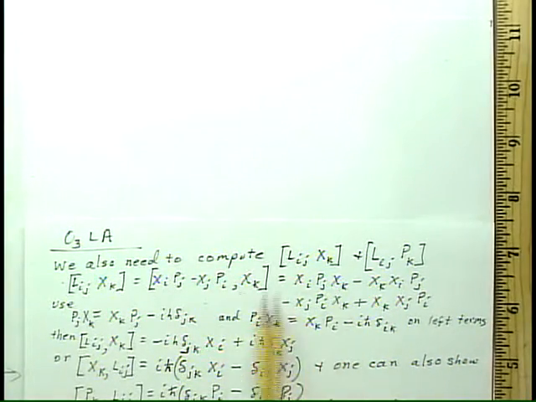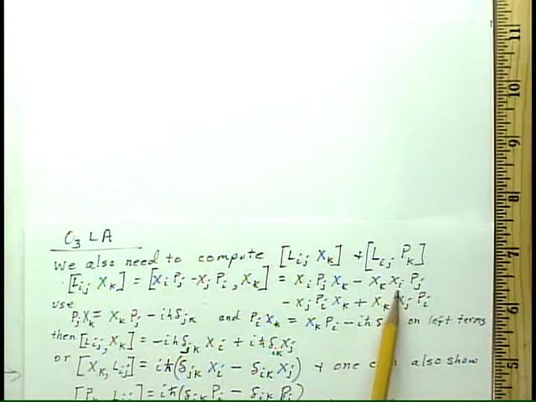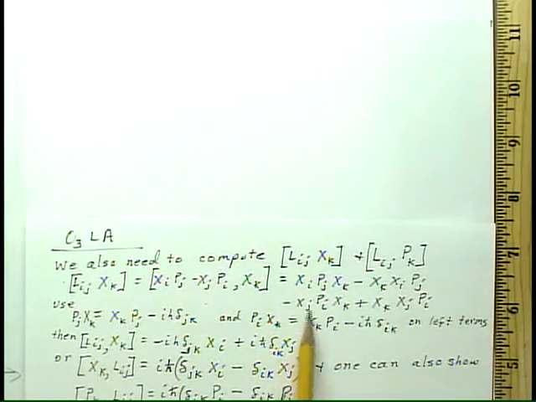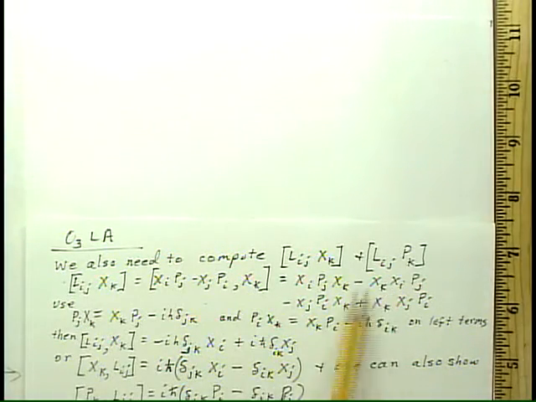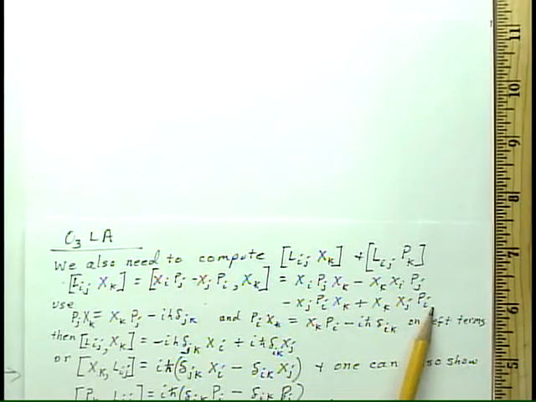xi pj times xk minus xj pi times xk, where we've taken the two terms like this here, from the left-hand side. Then from the right-hand side, we have the negative of xk right here, where xk multiplies the other two, xi pj, and xk then multiplies with a positive sign because we've inverted the commutator and we get another negative sign from this, which gives us xk times xj pi.